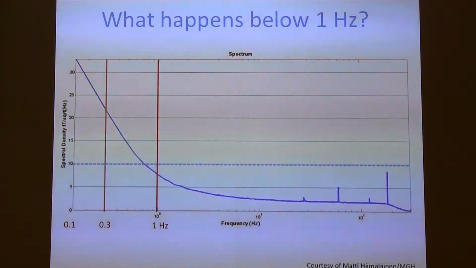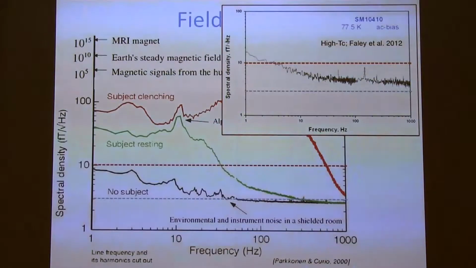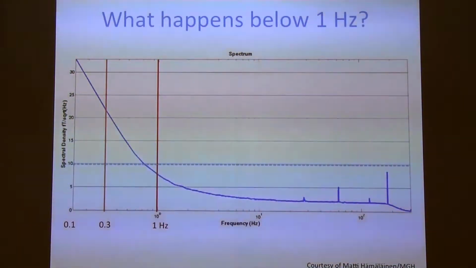femtotesla. And here is something we should of course be very interested in as well, because these spectra end at 1 Hz, but we are also interested in lower frequencies. This is a spectrum I got yesterday from Matti, from an Elekta Neuromag MEG system, and here we have a linear scale, so it is a little more complicated to follow. But we see that at about 1 Hz we start to have 1/f noise, and still at 0.1 Hz the noise level is something like 30 femtotesla per square root hertz.